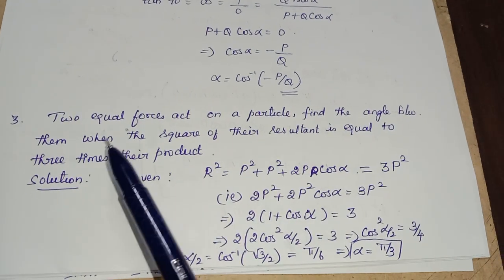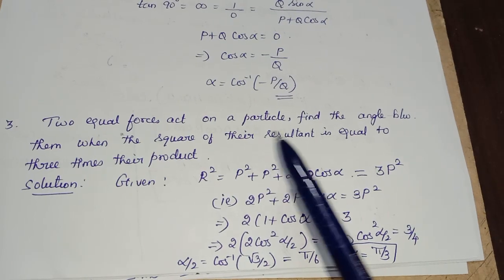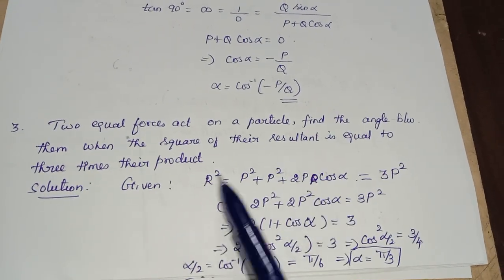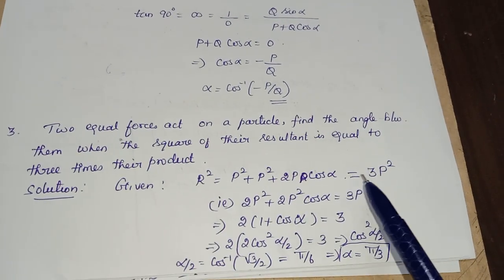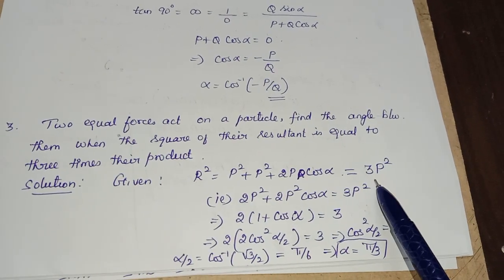We have to find the angle between them. What is the angle between them? Usually we take it as alpha. So what is the condition given here? The square of the resultant, that is R square, is equal to 3 times their product. What is the product? 3 into P into P. So what is the given statement? R square equal to 3P square.